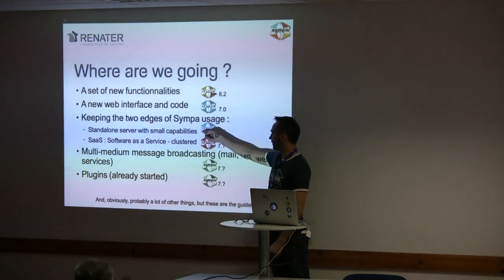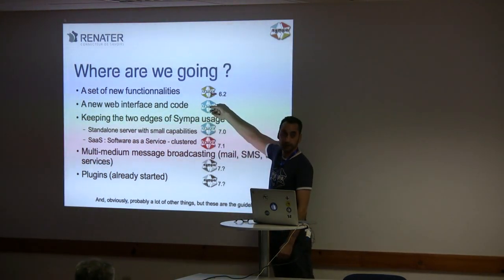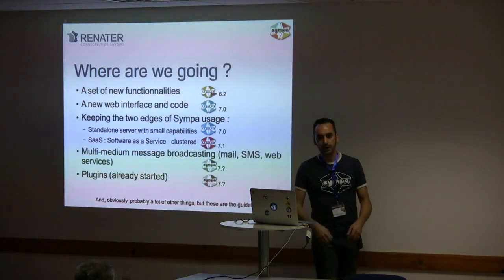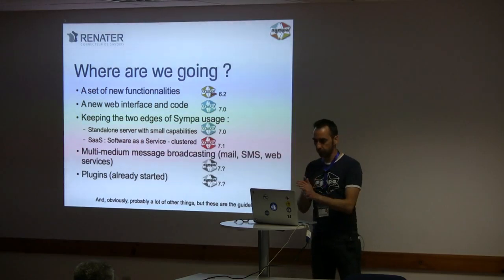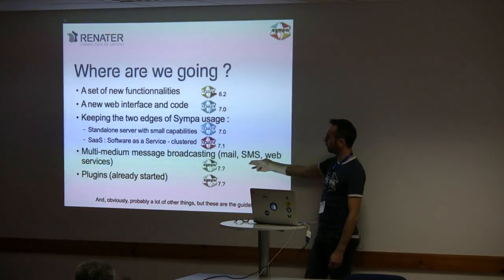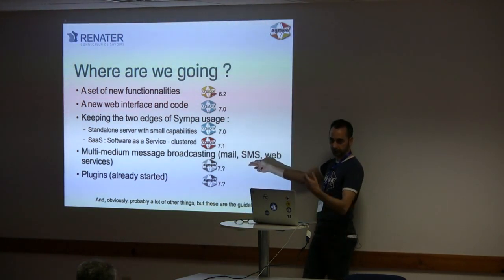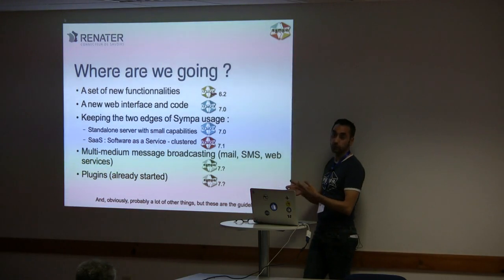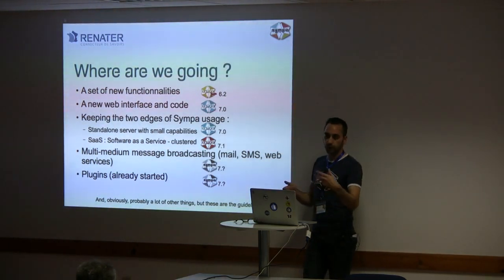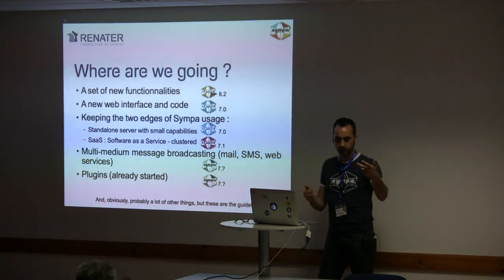So that would be 7.0, thanks to the refactoring. And software as a service will come in 7.1. Those are the big directions. We also want, in later versions, to implement multimedia message broadcasting. Mail is not enough sometimes. You need to send messages in other directions, through SMS. We could also contact a web service to update a page. That's easy.